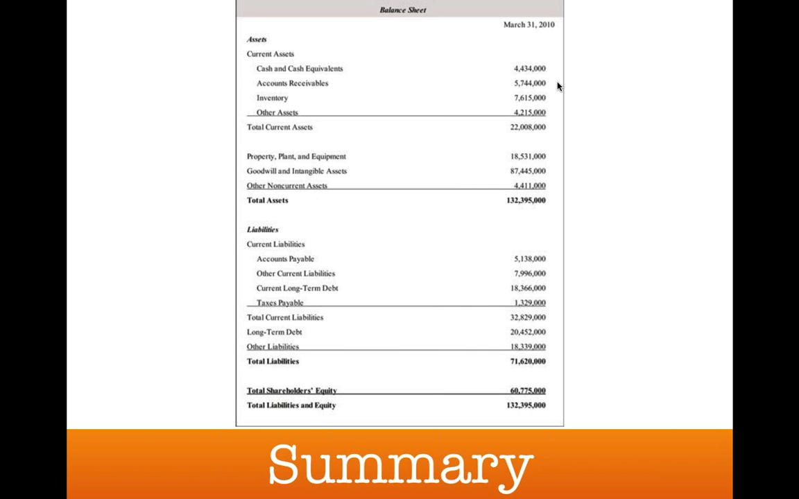But nevertheless, you've got money that's cash, people that owe money, inventory that you may have in stock, and any other assets, and there you've got those figures. Now, look at the liabilities. The liabilities are $5 million that they owe, $7 million in other current liabilities. Long-term debt is 18 million.